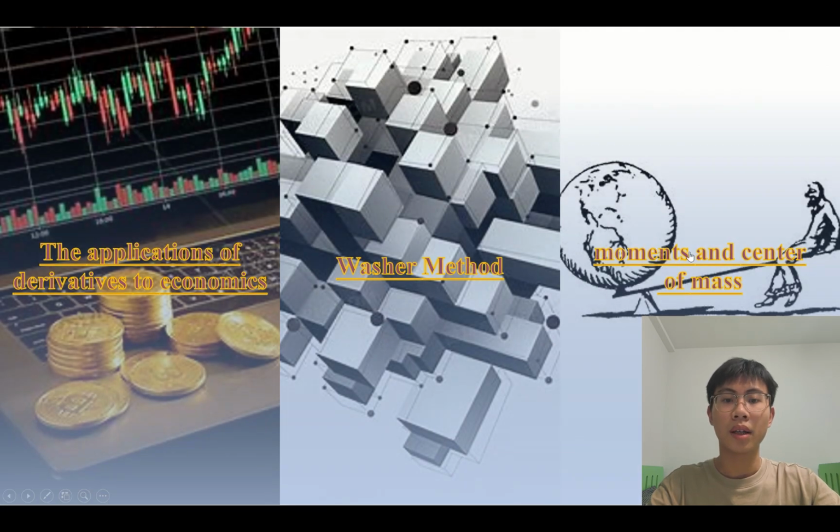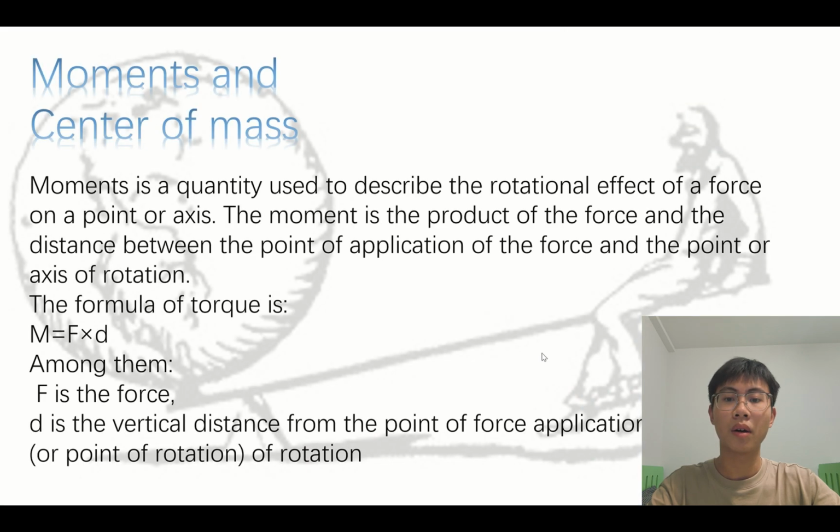Moment is a quantity used to describe the rotational effect of a force on a point or axis. The moment is the product of the force and the distance between the point of application of the force and the point or axis of rotation. The formula of torque is M equals F multiplied by D. Among them, F is the force, D is the perpendicular distance from the point of force application to the axis of rotation.